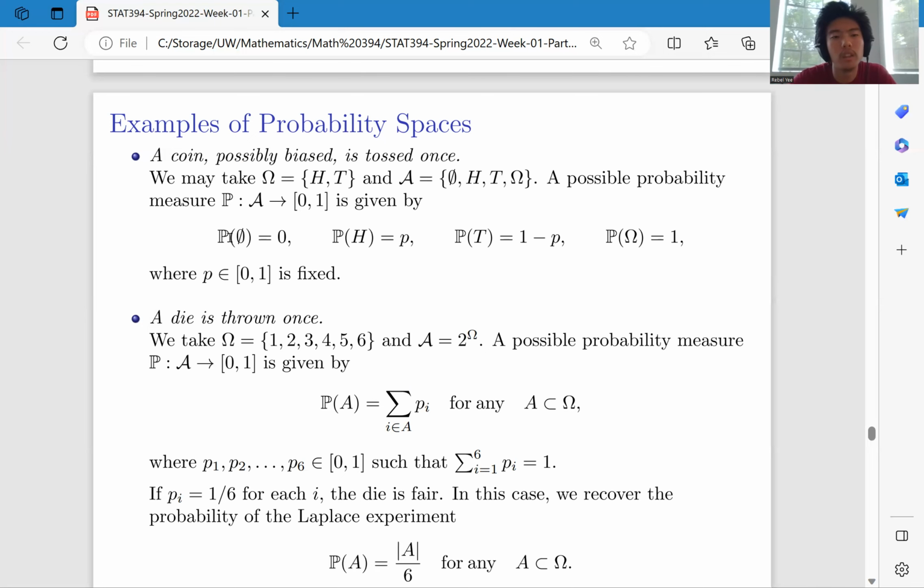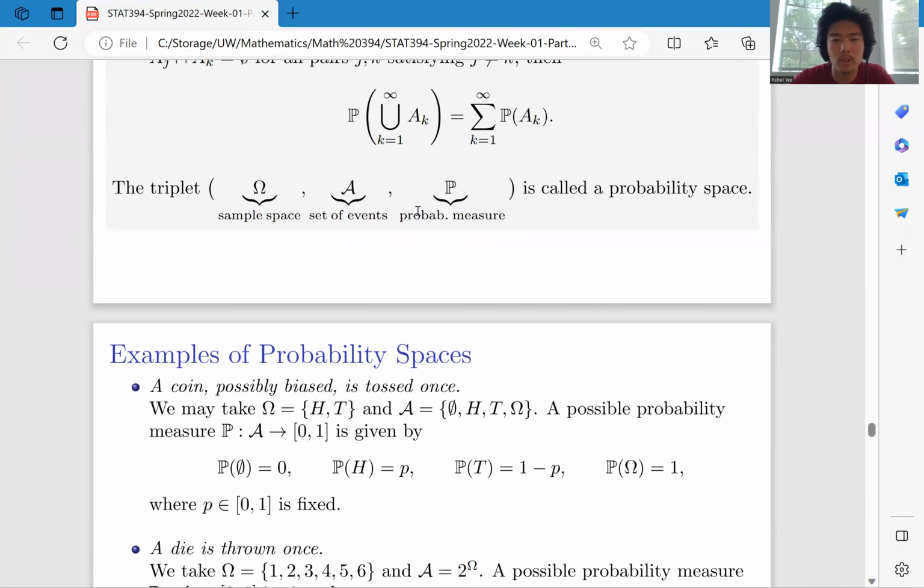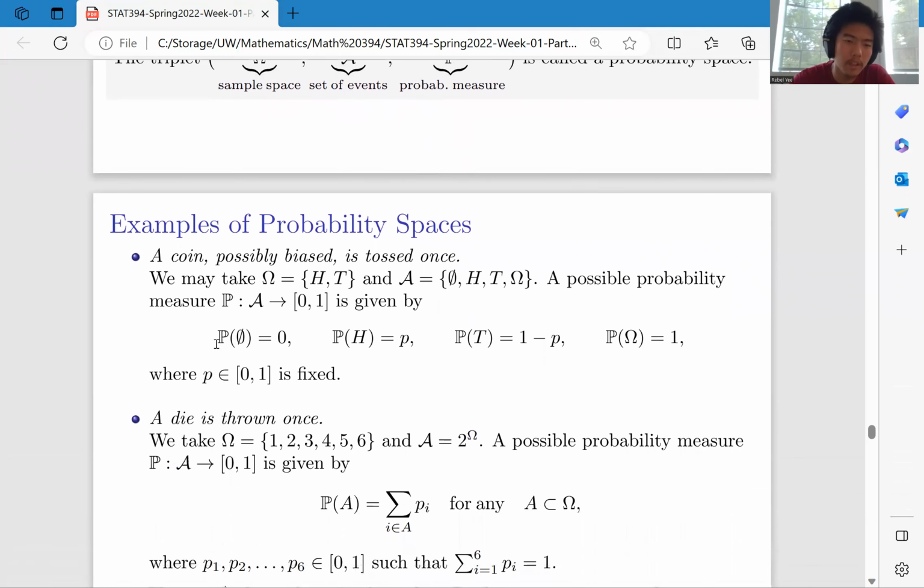And here the third element of this triplet is the probability measure. The probability measure for the empty set is 0, and let's say the success rate of tossing a head is P, then for H it is P, and for T it is 1 minus P, and for the sample space it is 1.